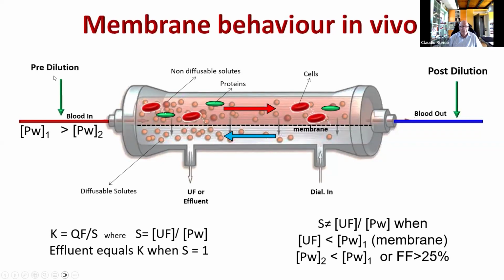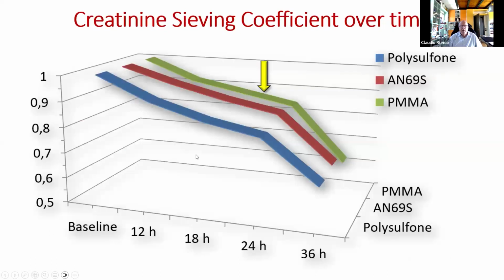In this case, often pre-dilution is utilized. However, while the sieving coefficient increases, the overall amount of solute removed may be decreased. The other point is that the sieving coefficient of the membrane decreases significantly over time. That's why we always advocated the possibility to change the filter after 24 hours, even if the filter is perfectly working, because the sieving coefficient is reduced and the efficiency of the membrane is reduced.